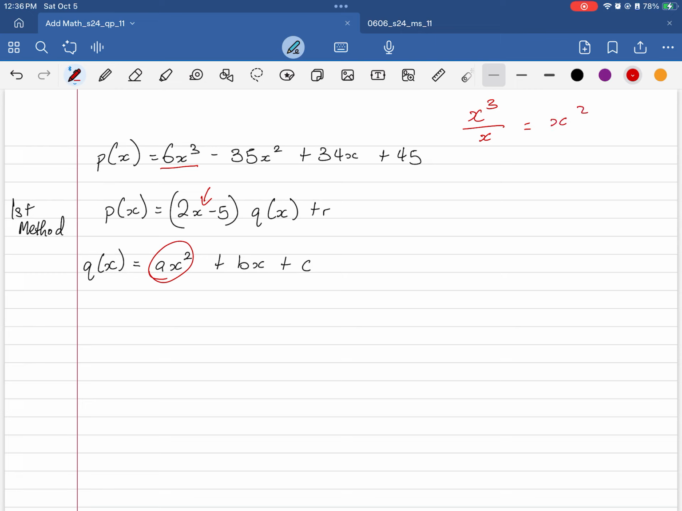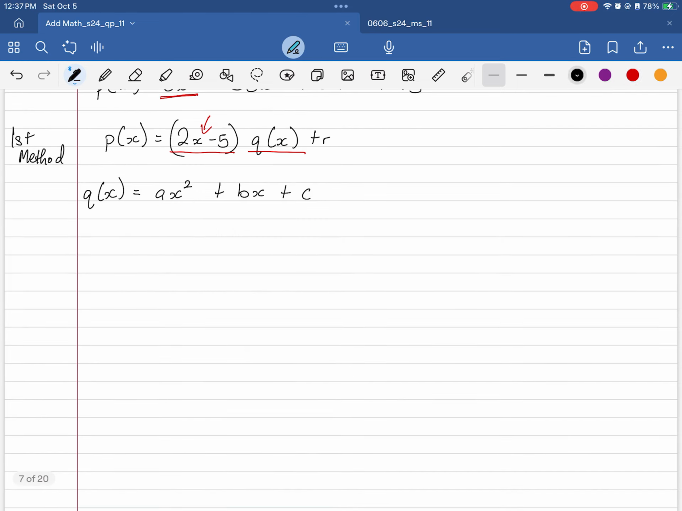So in this case, why I said it is multiplication: if you multiply, what will q(x) be, so that when you multiply by 2x minus 5, you're going to get 6x cubed, and the highest power has to be 2, so that when you multiply out, you get 6x cubed. Now, of course, this method is going to make you find out what a, b, and c are. So when we multiply this out, we get p. If we rewrite q(x) in this form, ax squared plus bx plus c, don't forget your plus r.